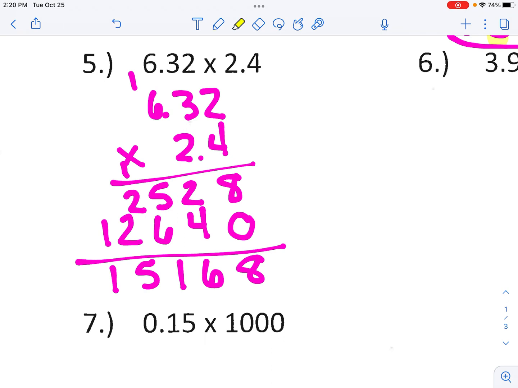Now, go back to the problem and count the digits behind the decimal. Behind the decimal, we had a 2, a 3, and a 4. That's 3 numbers. Go to your answer. Starting at the right side, we're going to count in 1, 2, 3. So our decimal is going to sit here. 15 and 168 thousandths.